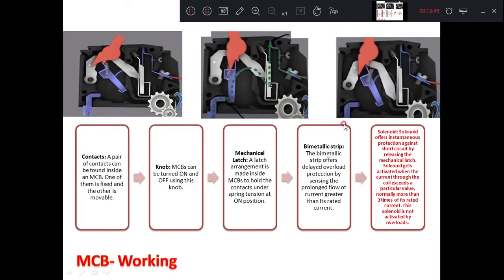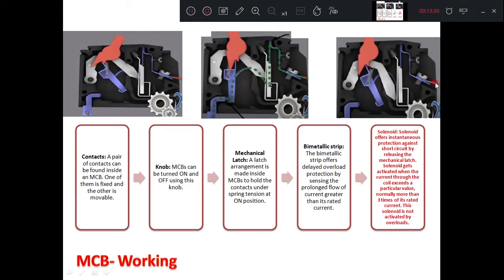When heavy current flows because of the abnormal condition, what happens? This bimetallic strip expands. Because of that, the lever is moving down here. When the lever moves down, because of this spring, you can see the portion of the spring here, it is pulling this movable strip towards this. Therefore there is a disconnection here, and no supply flows to the load.